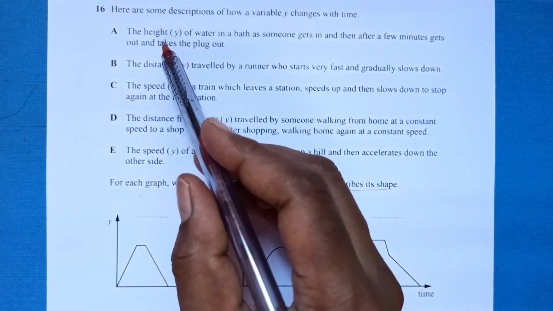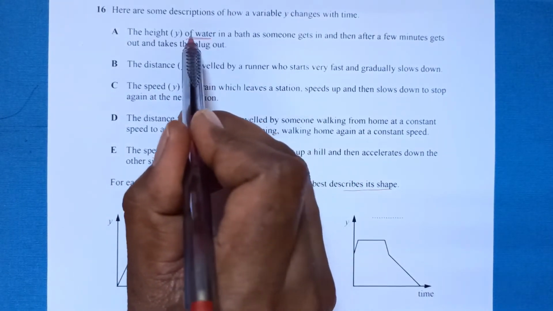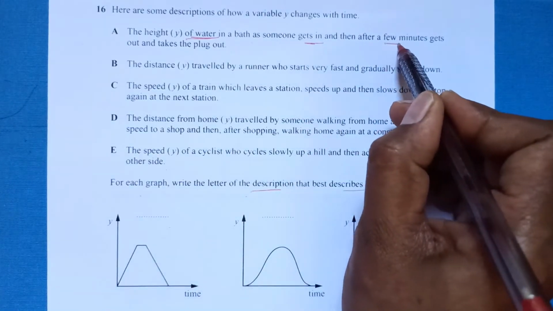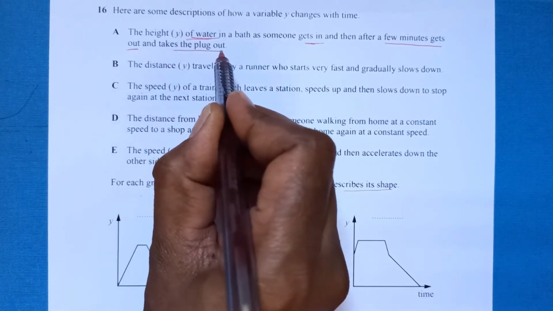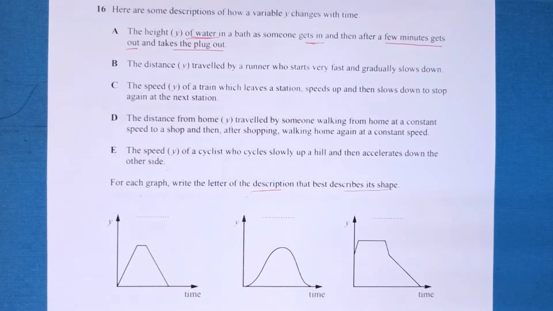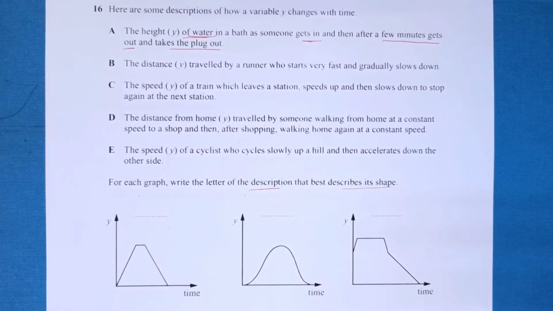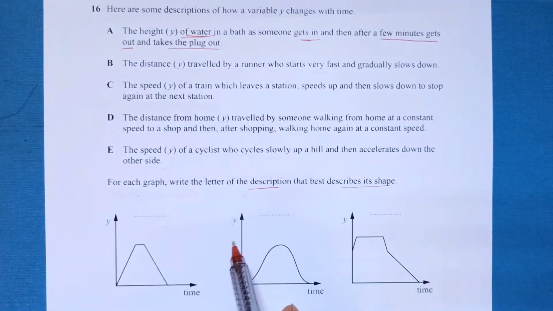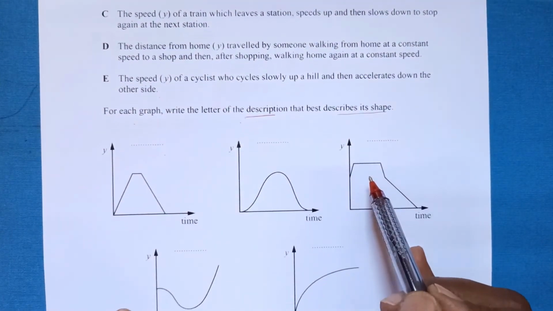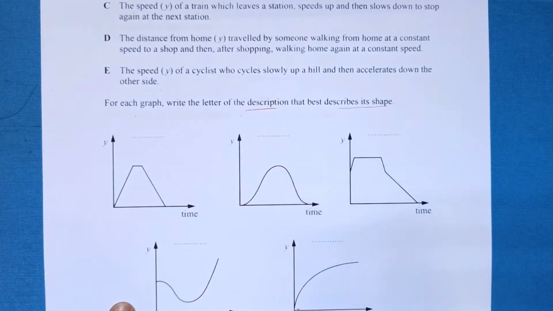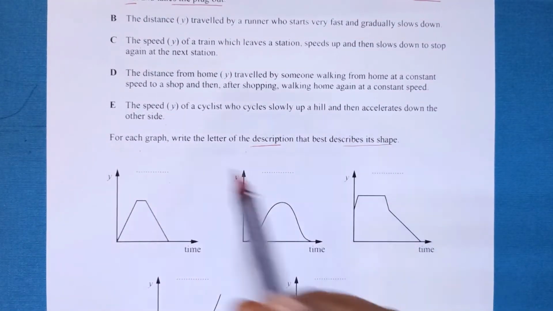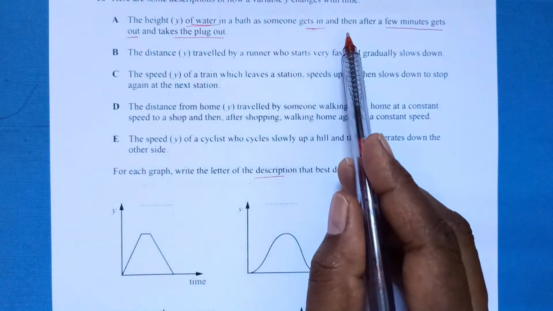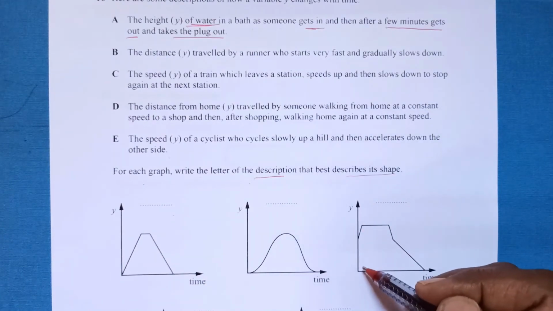So let's start with the first one. The height y of water in a bath as someone gets in and then after a few minutes gets out and takes the plug out. Now just consider practically, if you are going to bathe, you will fill the bathtub with water. That means your water level will be somewhere above there. So you can see the water level seems to be this one or this one. When someone gets in, the level of water goes up.